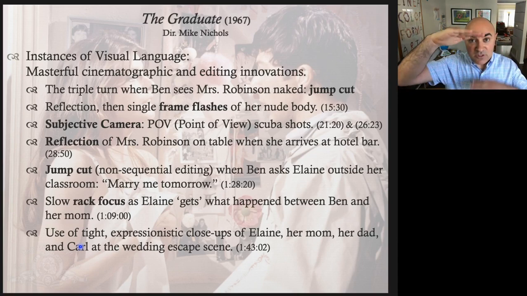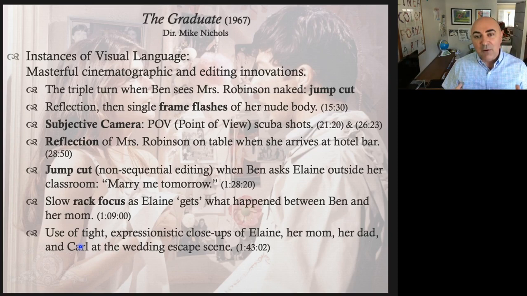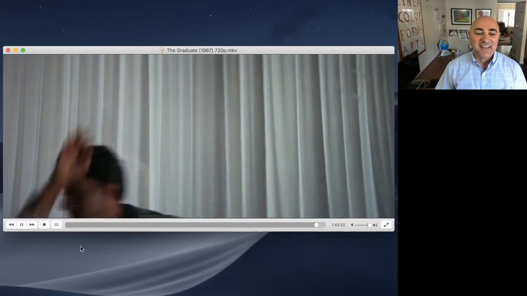Then we see the dad, the mom, and Carl in really tight, ugly close-ups, shouting without words. That tells us that's how she sees them. She sees them as big and ugly and angry, and what they say doesn't matter. So what happens? Wow. It's fantastic, isn't it?